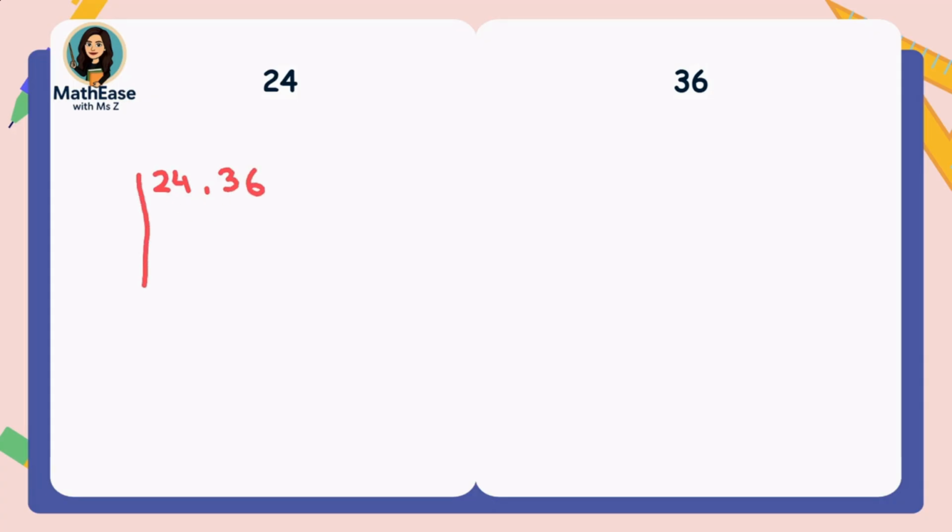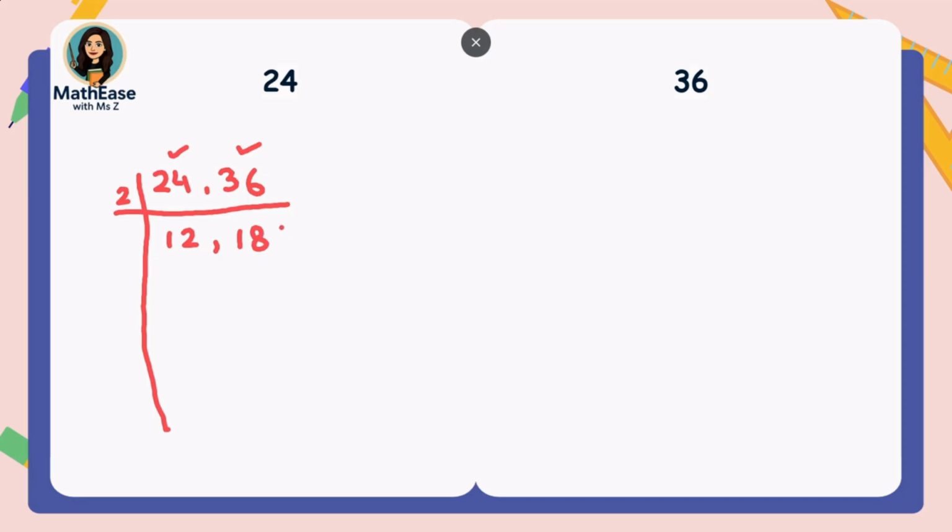Make the same lines we did for prime factorization. So start dividing with the smallest prime numbers that can divide both the number 24 and 36. Since 24 and 36 are both even, we can divide them by 2. So let's do that. 24 divided by 2 is 12.